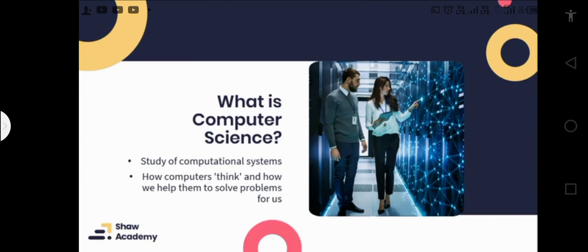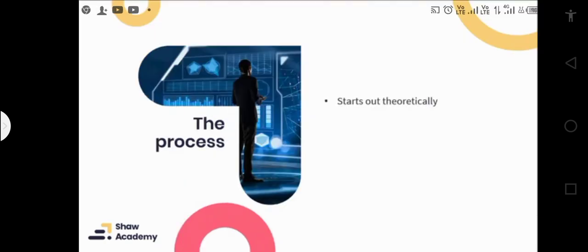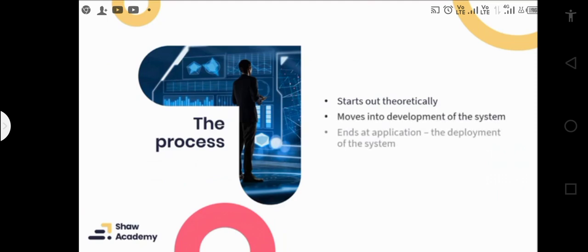While that is a very crude definition, it gives us a really good idea of the journey that we have just started. Computer science is at the heart of software and software systems. It starts out at the theoretical side of things, moves into development of the system, and ends at application. That is, the actual deployment of the system. It doesn't really end here, though, as systems are constantly improved and perfected.